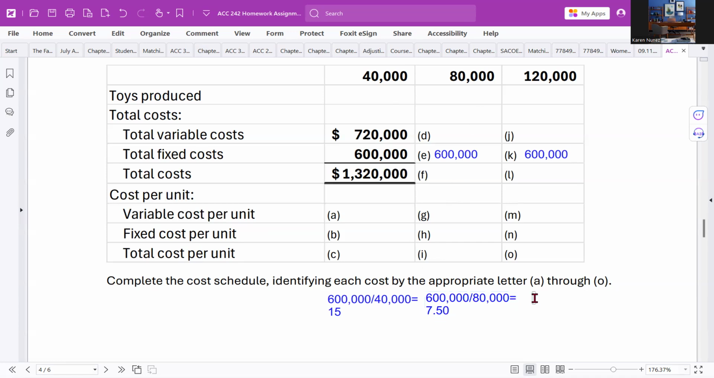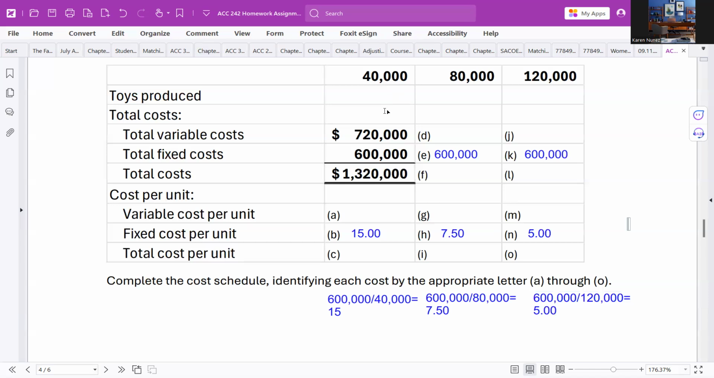And then lastly, that $600,000 spread over 120,000 units of product means that the unit cost would go all the way down to $5. So the fixed costs on a per unit basis are $15, $7.50, and $5, right? So again, if we want a unit cost, all we have to do is take the total fixed cost divided by the number of units.